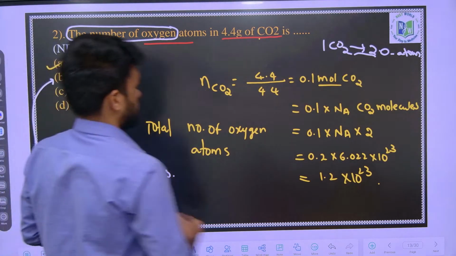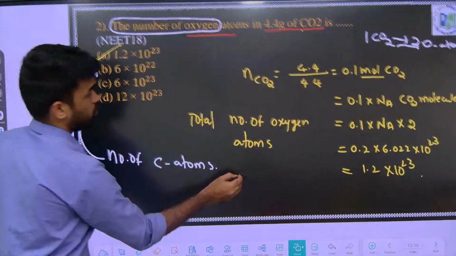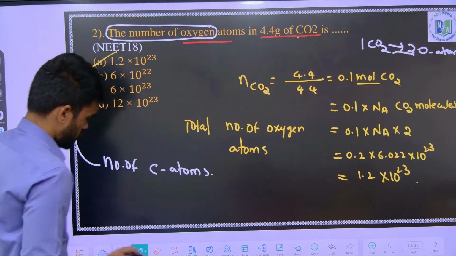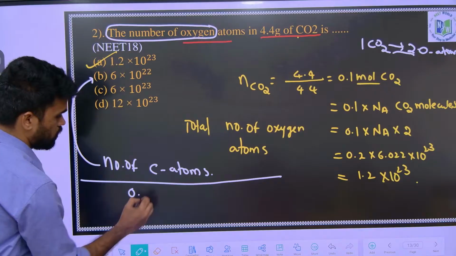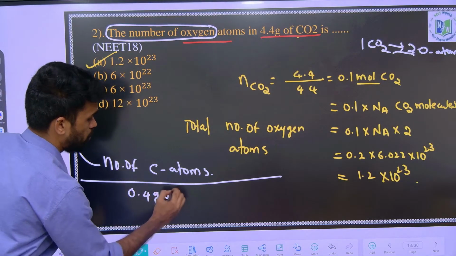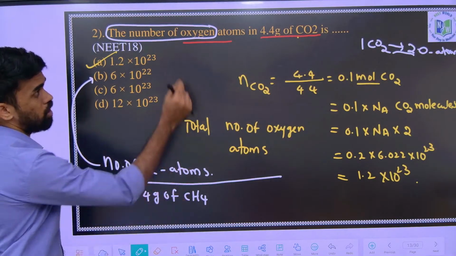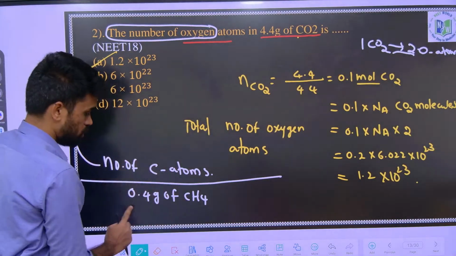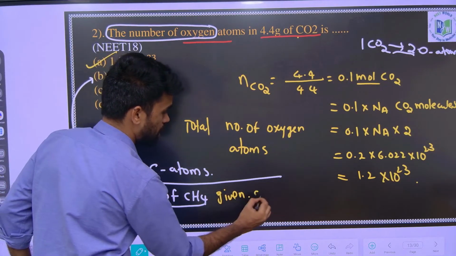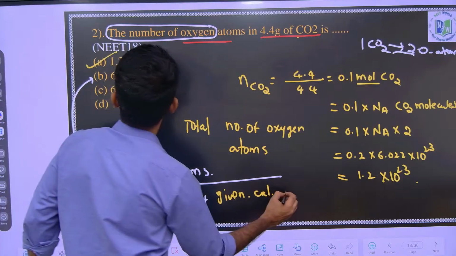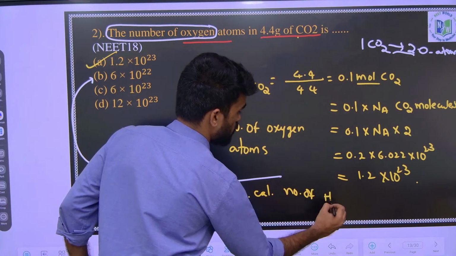Yeah. Now I am asking, 0.4 grams of methane is given. Try to solve in a proper way. 0.4 grams of methane given. Calculate the number of hydrogen atoms.